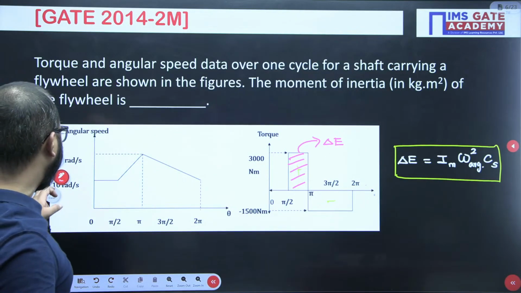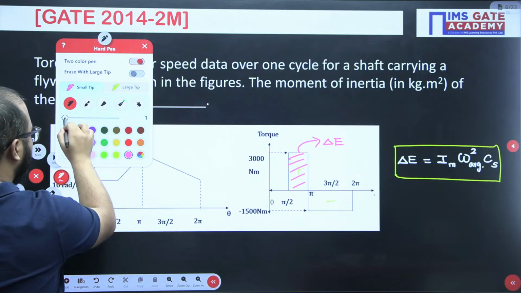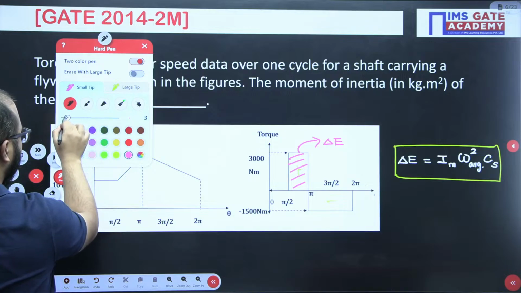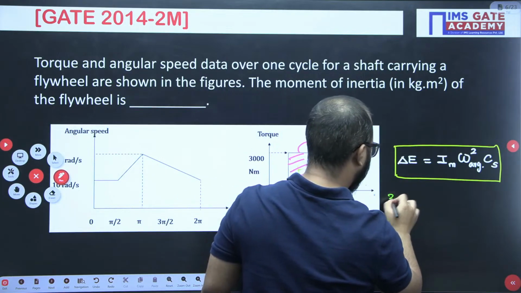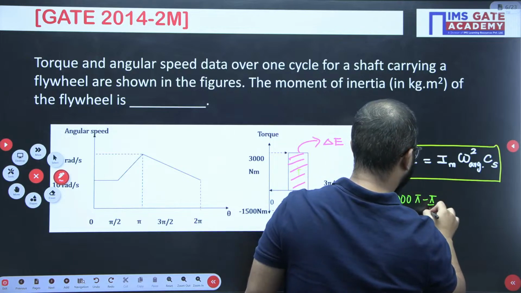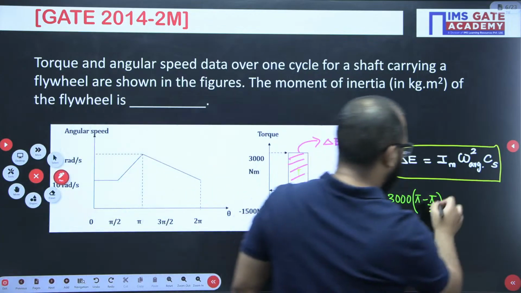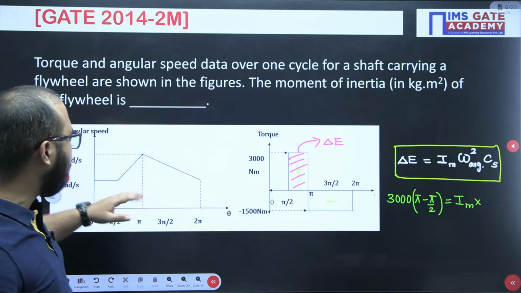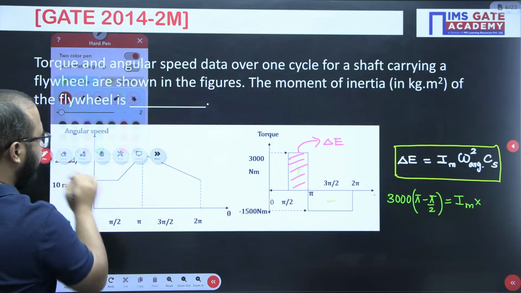That delta E value I am going to utilize here. Delta E value is 3000 multiplied by pi minus pi by 2. We need to calculate the mass moment of inertia. Now for omega average square, from this diagram, omega maximum and omega minimum values we can easily identify.